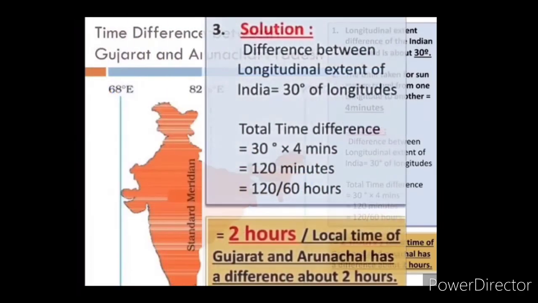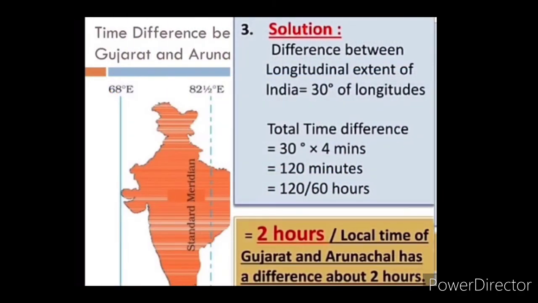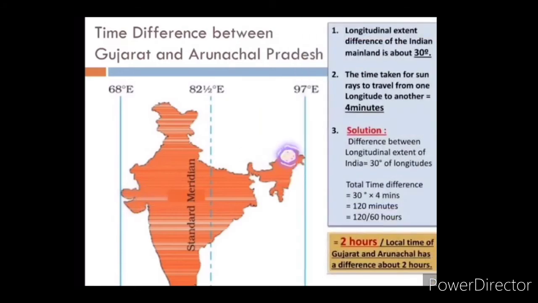As we know now, 15 degrees is equal to 1 hour. So the difference of time between both the longitudes is 2 hours. Which means the time difference between Gujarat and Arunachal Pradesh is 2 hours. If the time in Arunachal Pradesh is 7:30 p.m., in Gujarat the time is 5:30 p.m. This creates a huge confusion as we cross from one longitude to another, especially for trains.